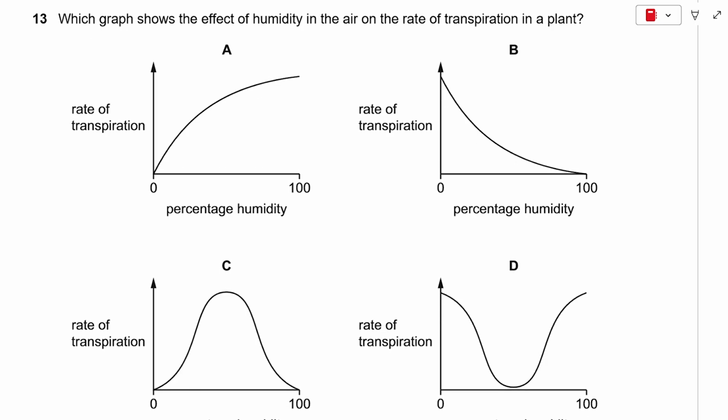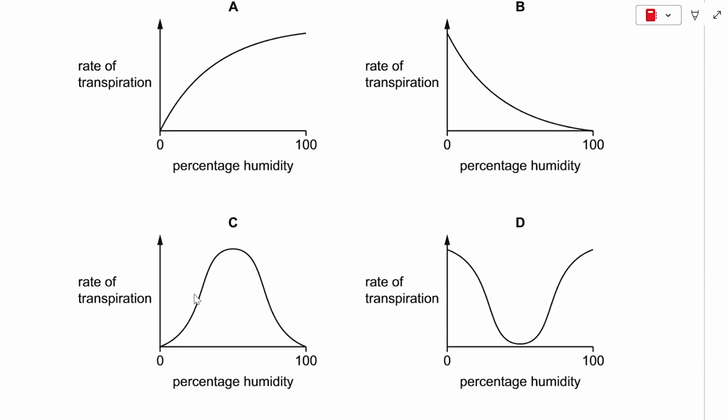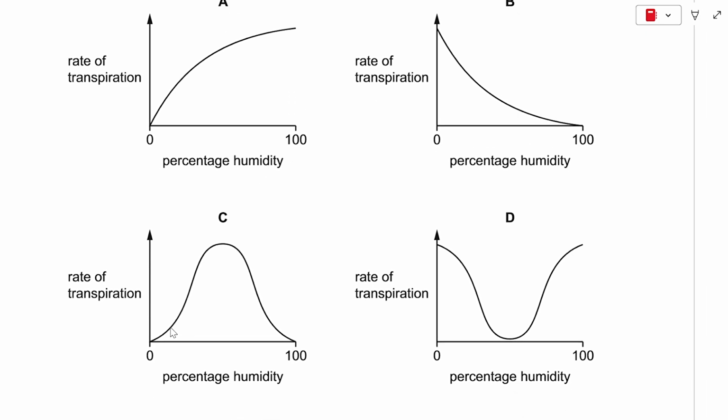So if you look at this part over here, the rate of transpiration against percent of humidity. The rate of transpiration is increasing with percent of humidity. That can't be. If you look at this part over here, at a certain amount of humidity, the rate of transpiration is high. This is also not correct.